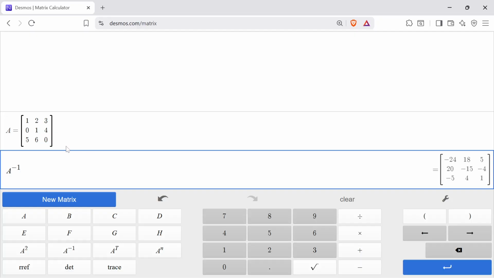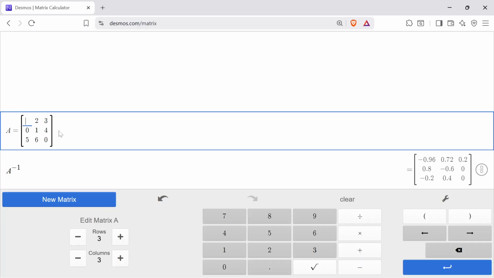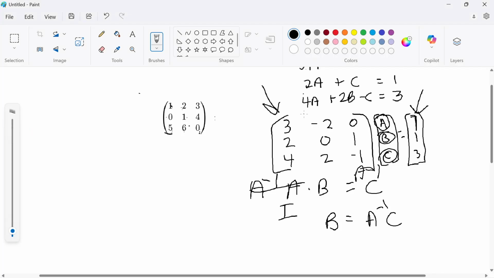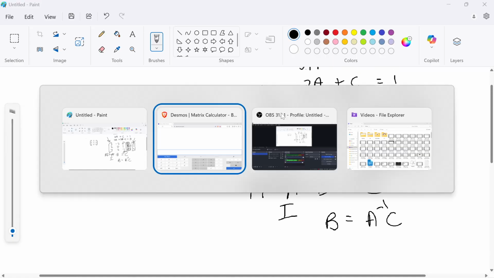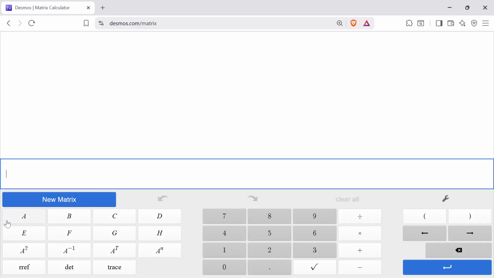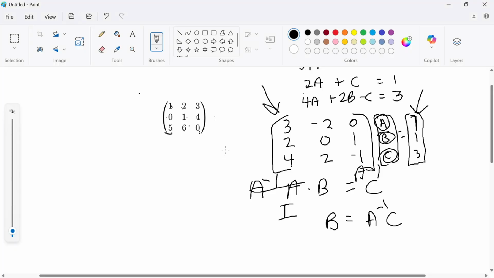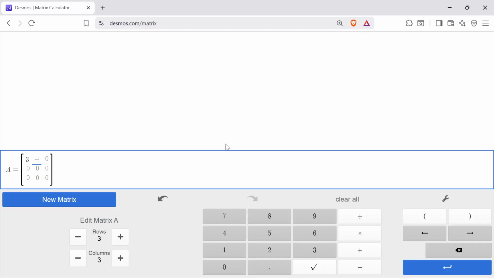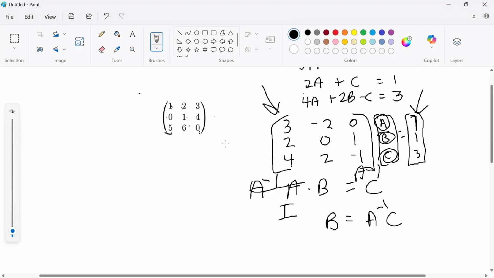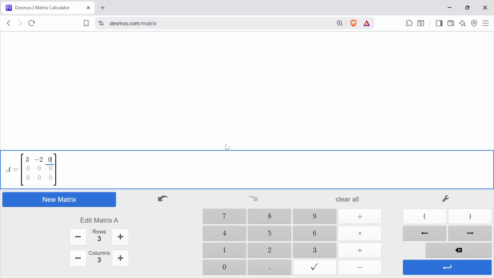Let me go to the Desmos. I need a new page maybe. Desmos, and I will put this one in just to show how it works. Because normally these aren't done by hand. It's done by calculators. But you have to know how to set it up, and it's good to know how to find the inverse by hand so that you realize how much time you're saving by using a calculator.